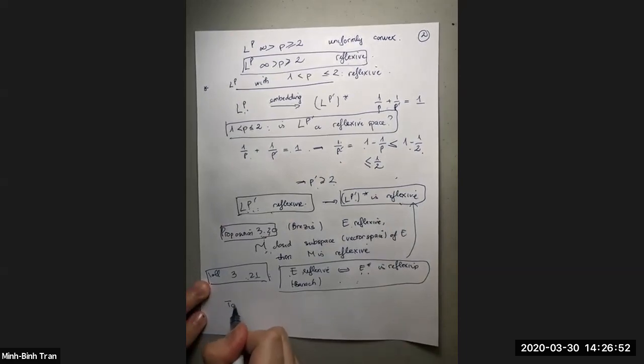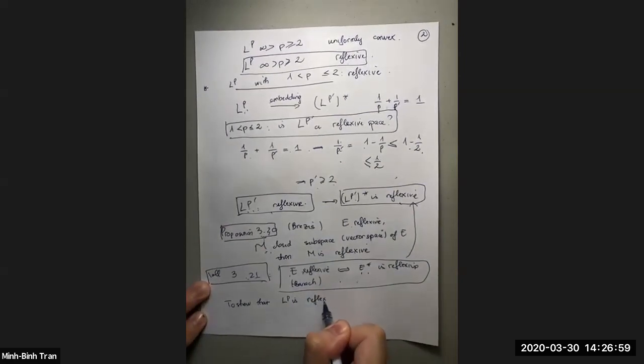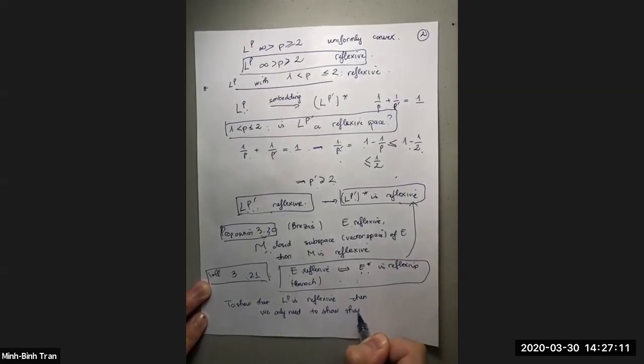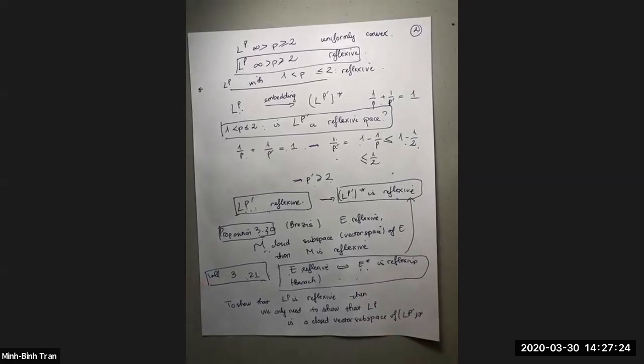So to show that L^p is reflexive, we only need to show that L^p is a closed vector subspace of L^p' star. All right, questions?